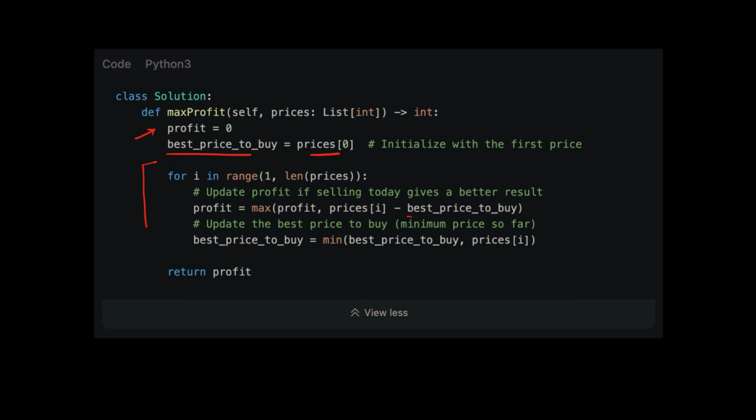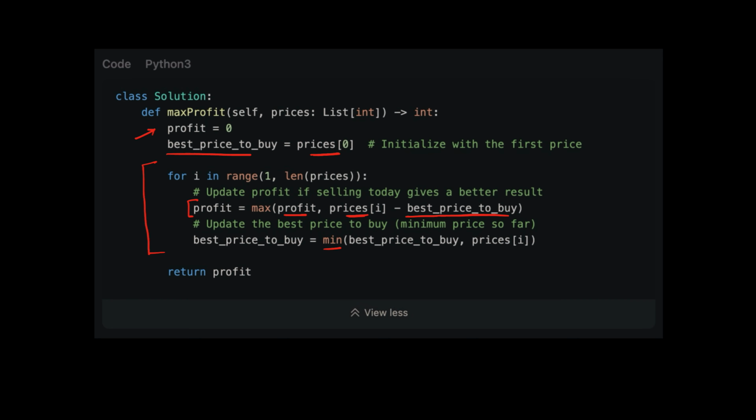After that, I'm starting a for loop to iterate through all of the elements starting with i equal to 1. Within the for loop, I'm first calculating the profit if we were to sell the stock on the ith day while we have bought it in the past. If the profit is greater than the previous profit that we have calculated, we will replace its value in this variable. On the next line, I'm checking if there is a better price available to buy the stock than what we have bought in the past.